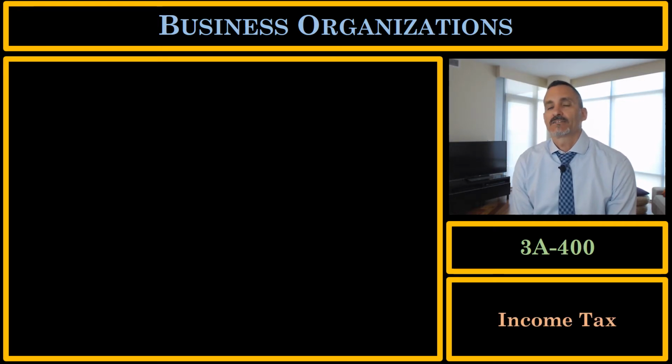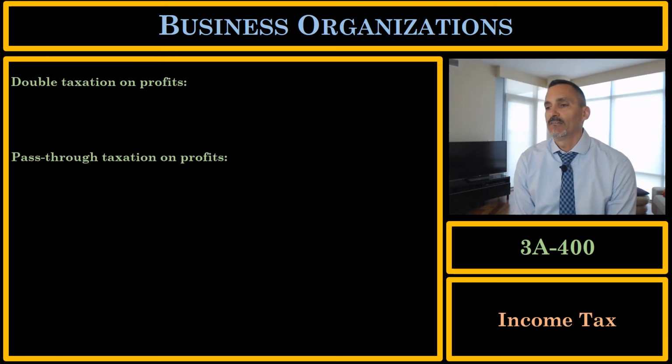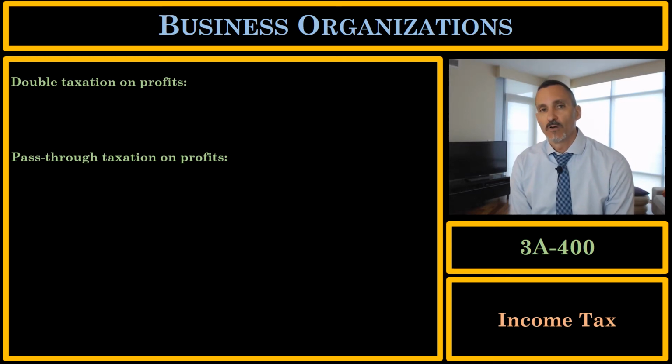All right, let's start our discussion of tax by introducing the idea of income tax, specifically how income tax affects business entities. There are two types of taxation. There's double taxation and pass-through taxation. Pass-through taxation is also often called flow-through taxation. So you'll want to remember those three terms, two different concepts, double taxation and pass-through taxation, but pass-through taxation can also be called flow-through taxation.